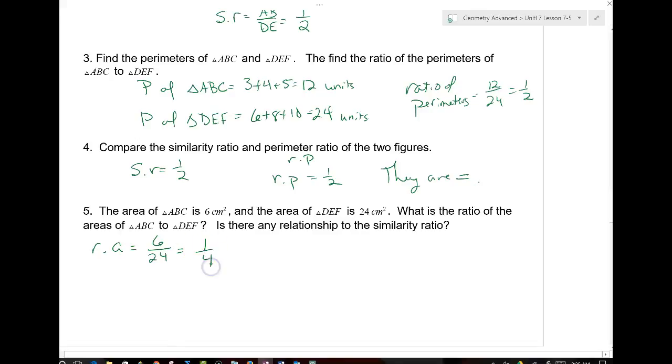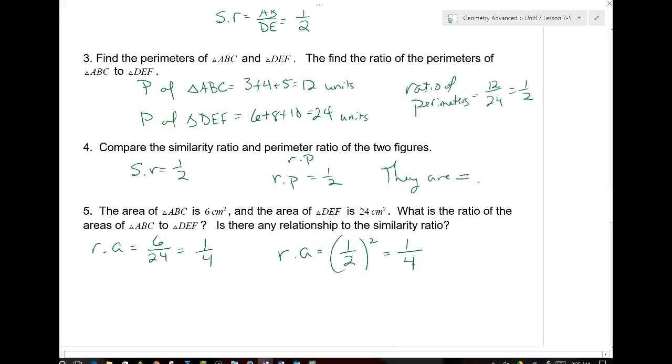1/4. Now it says, is there any relationship to the similarity ratio? Anna, what do you think? Square. Thank you very much. How many of you said it's just half of it? Anyone say 1/2? That's not a bad idea, but it's actually a little more technical. The numbers just worked out this way. The ratio of the area is really your similarity ratio squared. So it's 1/2 times 1/2.